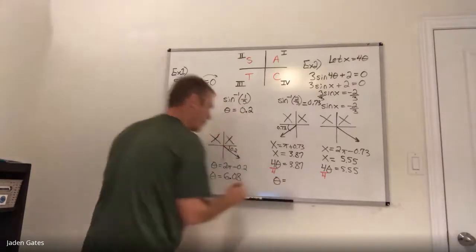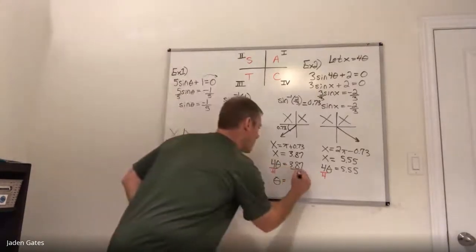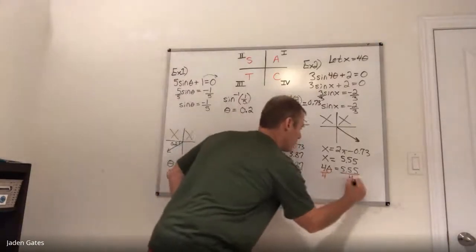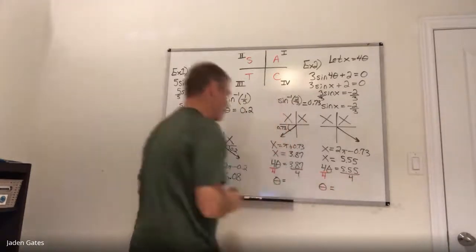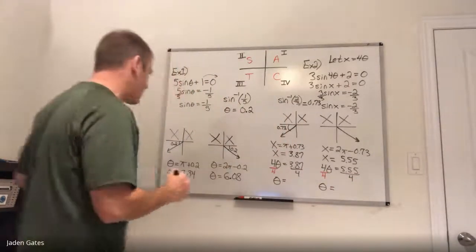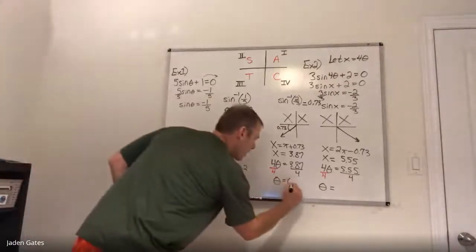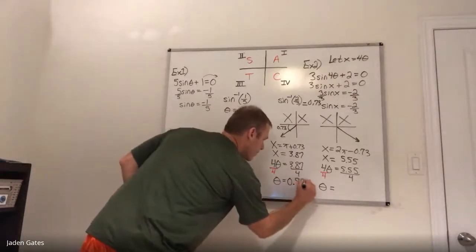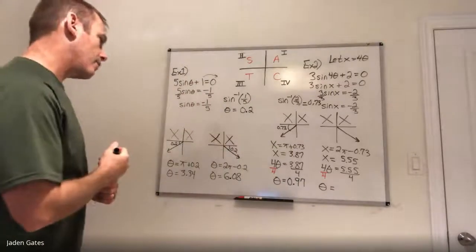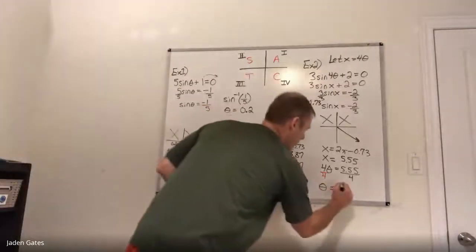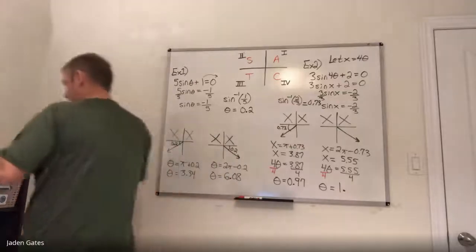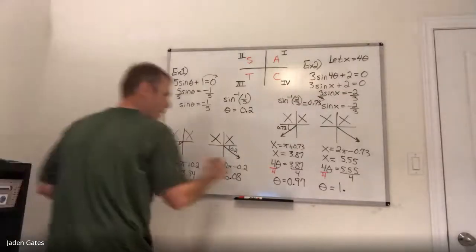And now we solve for theta. So divide that by 4, also divide that by 4. My 2 answers: if I take 3.87 and divide by 4, I'm going to get 0.97. And on the other side, if I get 5.55 divided by 4, it's going to be 1.39.